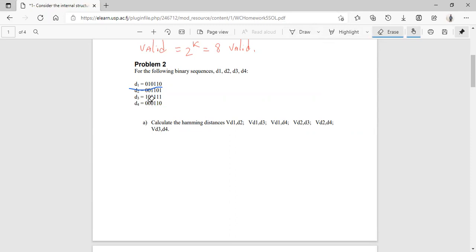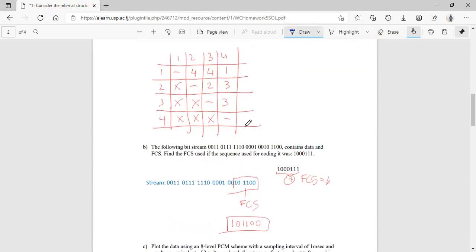Okay, moving on to the next part of this question. The next part says the following bit stream contains the data and the FCS. FCS means the frame check sequence, right? Remember we did this last week. The question says, find the FCS if the sequence used for coding it was 1000111. So this is the polynomial that was given to find the FCS for a given bit stream.